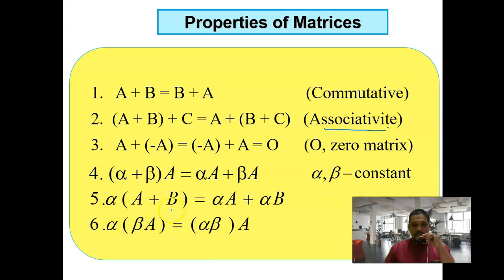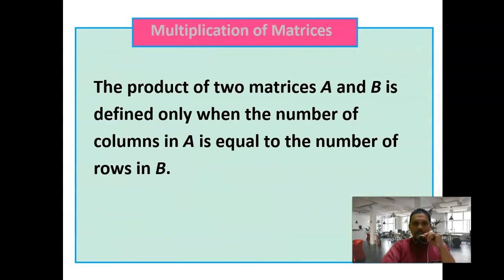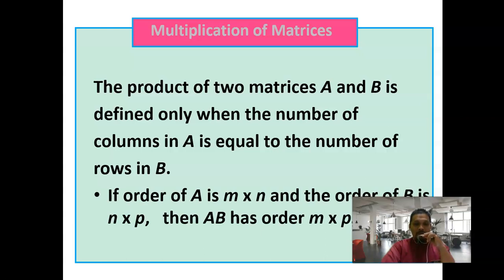As you see on the screen now, I just read it for all of you, or you may just read by yourself. We're going to look at examples, which are easier. The product of two matrices A and B is defined only when the number of columns in A is equal to the number of rows in B. So if the order of A is m times n and the order of B is n times p, then the multiplication AB has an order of m times p.